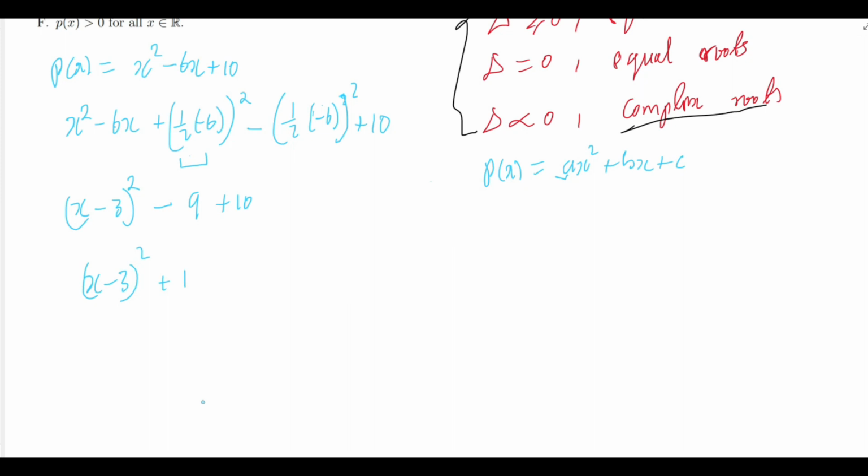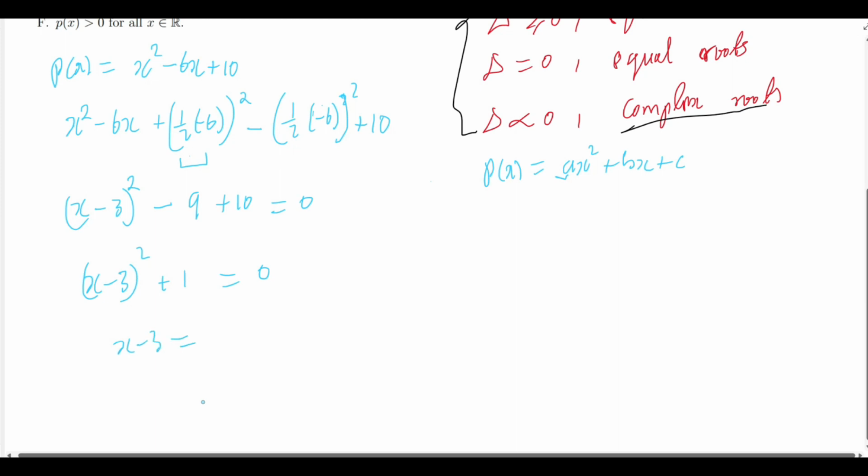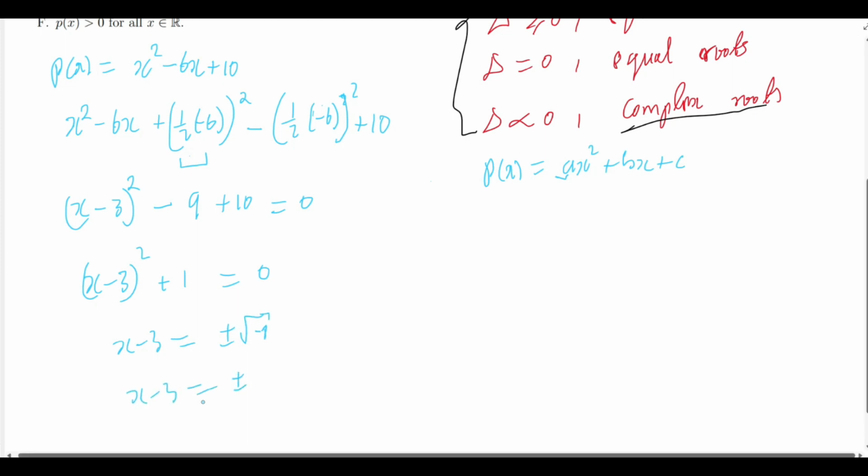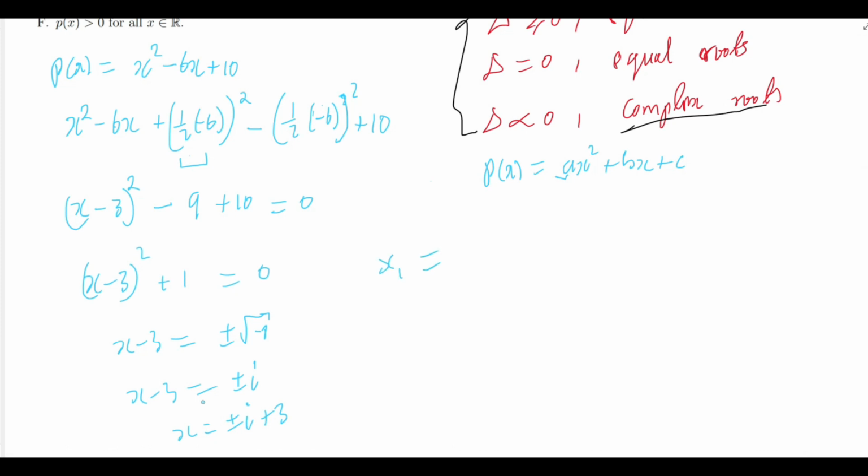To complete that, we have x minus 3, all squared, plus 1. If we are solving for the solutions, we equate that to 0. So x minus 3 is plus or minus the square root of minus 1, which is simply i. So x minus 3 equals plus or minus i, and x is 3 plus or minus i. Meaning our first value x1 is 3 plus i, and x2 is 3 minus i.